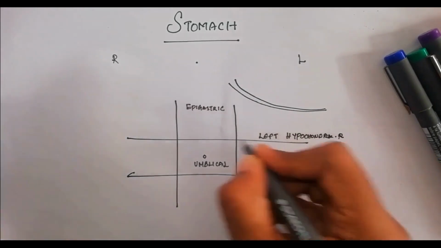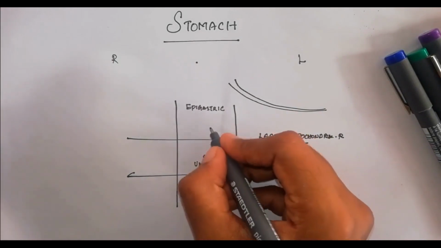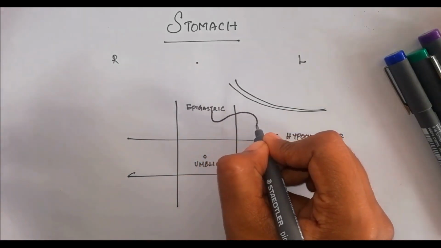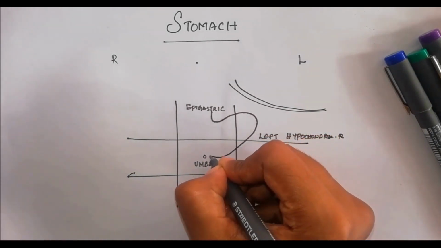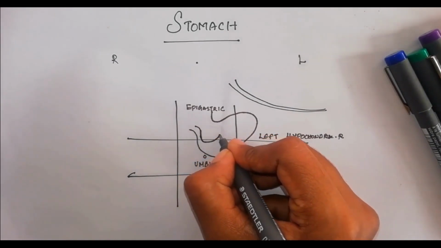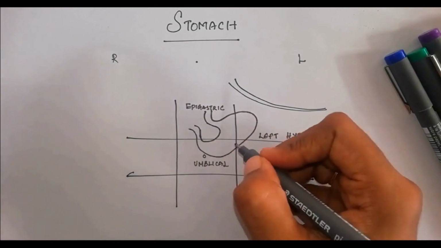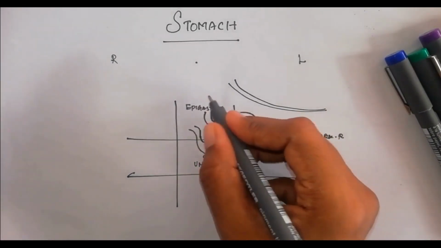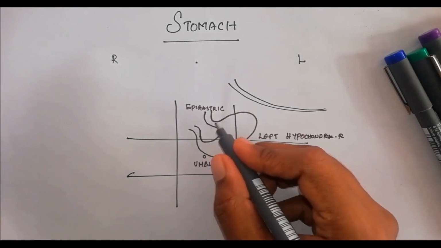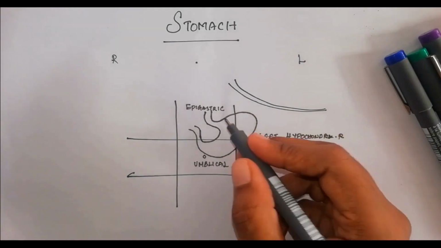So these are the three regions where our stomach is placed. The stomach has a shape like a J, which is going to occupy three regions of the abdomen. So the stomach occupies the epigastric region, left hypochondriac region, and umbilical region in this way. This is the placement of the stomach in the abdomen, occupying the three regions.